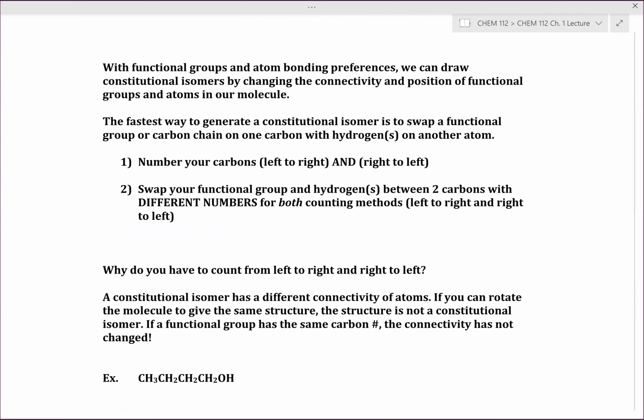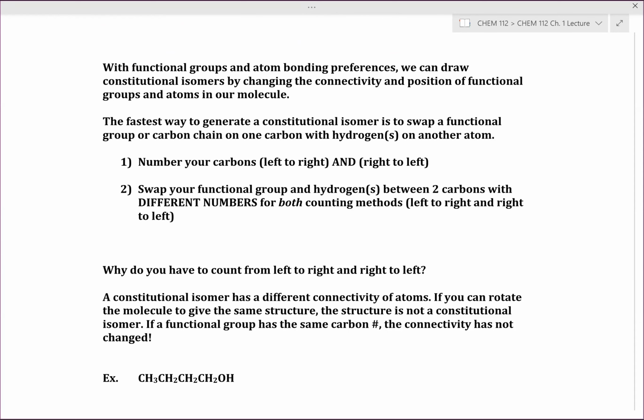So, with this idea of condensed structures in mind, and with this idea of functional groups in mind, we now have enough information to develop some rules to quickly write constitutional isomers. The fastest way to make a constitutional isomer is to swap a functional group or carbon chain on one carbon with a hydrogen on another atom.